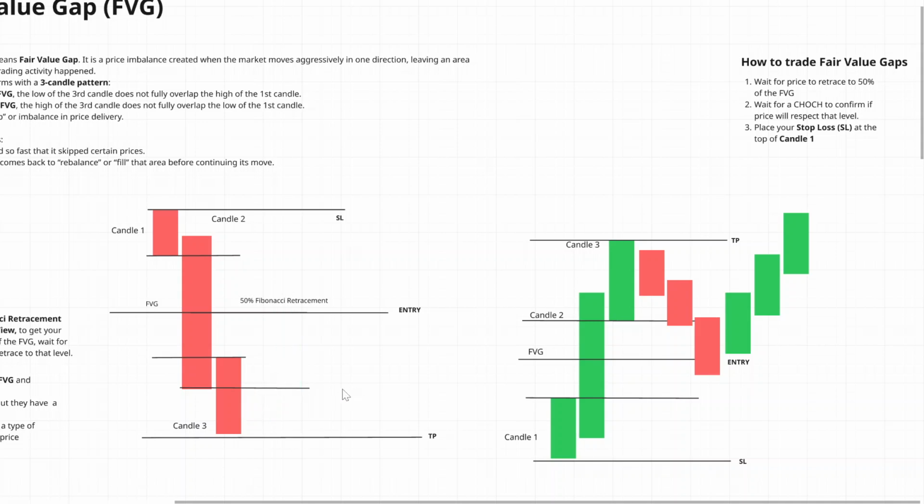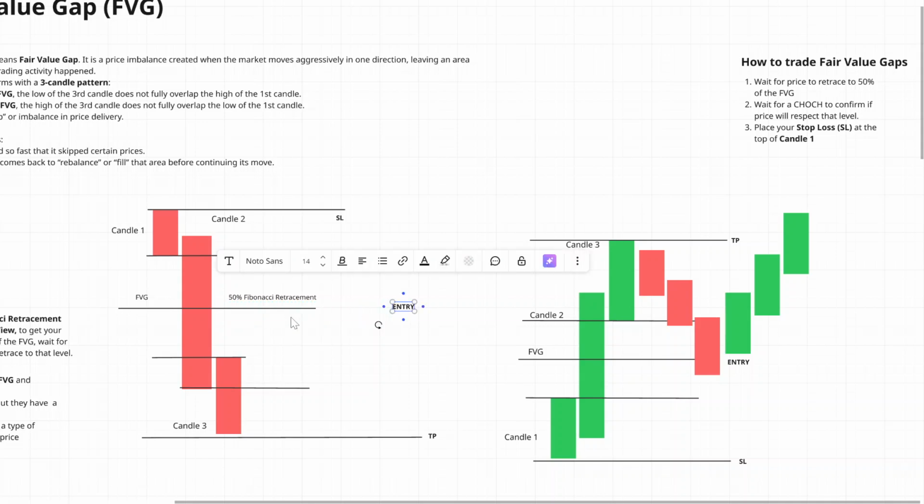So we see a fair value gap formed, and then using your Fibonacci retracement tool, we mark out the 50% level. My marking might not be correct, but let's take this as 50%. Let me move this a bit. All right, so using our Fibonacci retracement tool, we mark out the 50% level, and then what do we do?